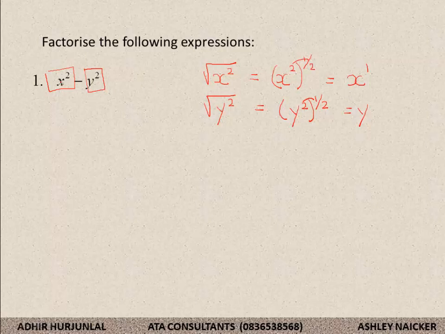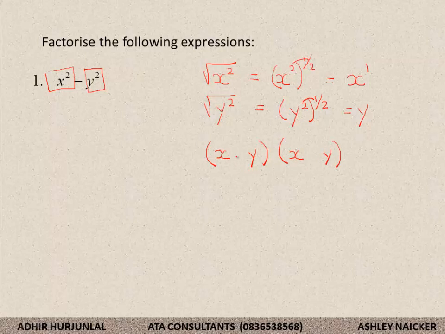Now I have the square root of the first term, which is x. I have the square root of the second term, which is y. What I need to do here is write down, let me just go back, I need to write down x, which is the square root of x squared. I need to write down y, which is the square root of y squared. I repeat the bracket. There's an x, there's a y.